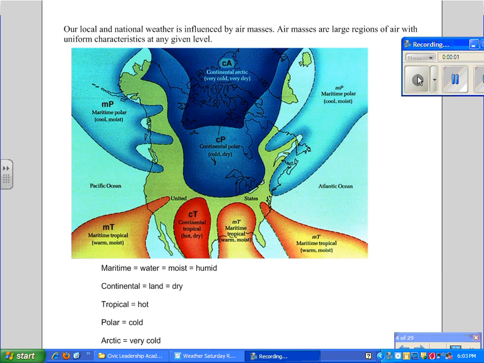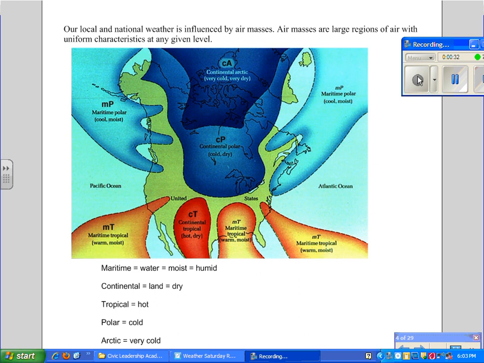So our local national weather is influenced by air masses. Air masses are large regions of air with uniform characteristics at any level. In other words, it's going to have the same characteristics from which it comes from, or from its origin. For example, if you have an air mass coming from northern and central Canada, the air mass is going to be very cold and very dry.